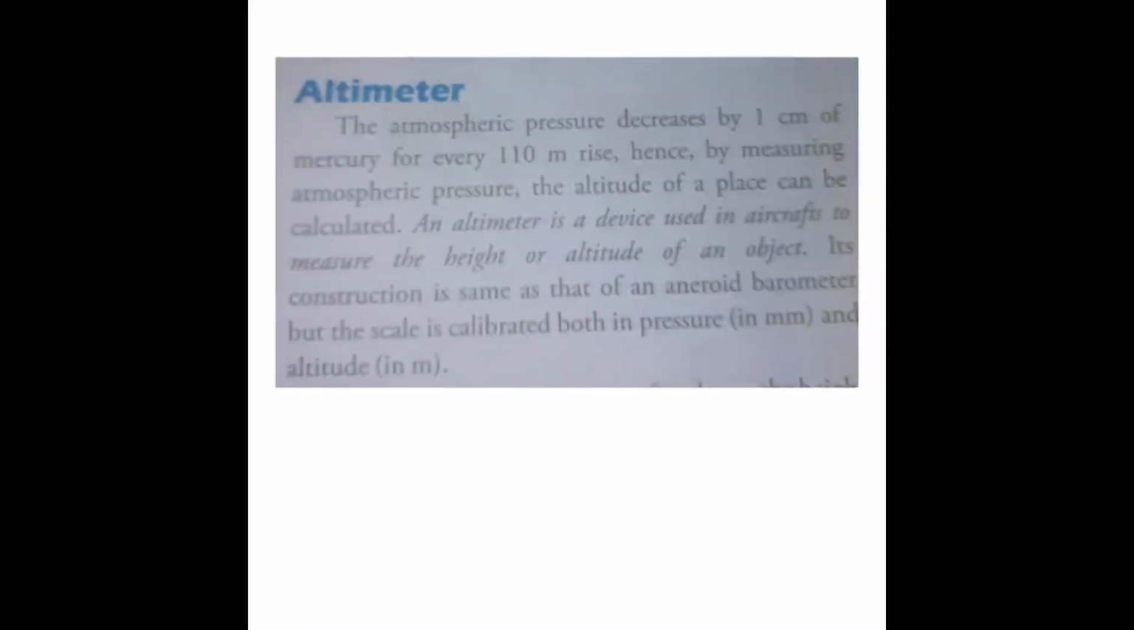So what is an altimeter? An altimeter is a device used in aircraft to measure the height or altitude of an object. Generally it is placed on choppers or aircraft to measure at what altitude it is flying.